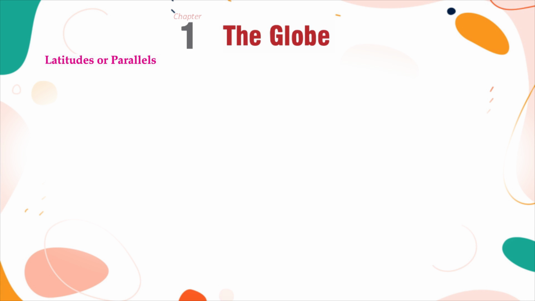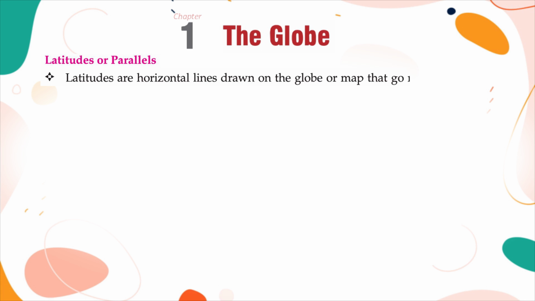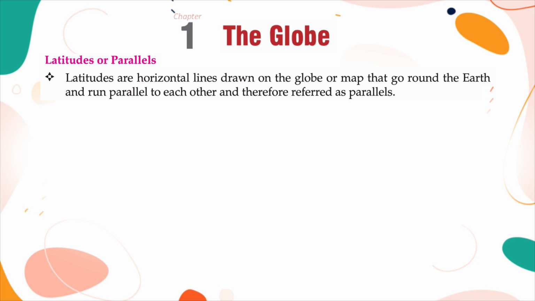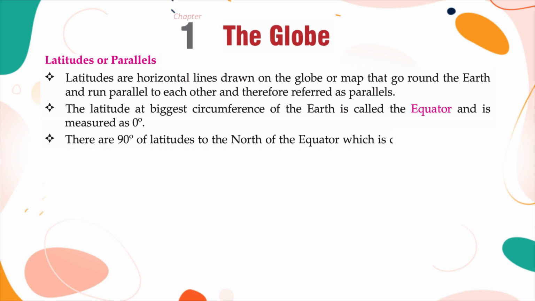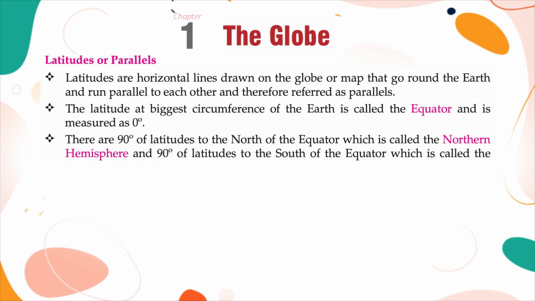Latitudes or parallels. Latitudes are horizontal lines drawn on the globe or map that go around the Earth and run parallel to each other and therefore are referred to as parallels. The latitude at the biggest circumference of the Earth is called the equator and is measured as 0 degrees. There are 90 degrees of latitudes to the north of the equator, which is called the northern hemisphere, and 90 degrees of latitudes to the south of the equator, which is called the southern hemisphere.